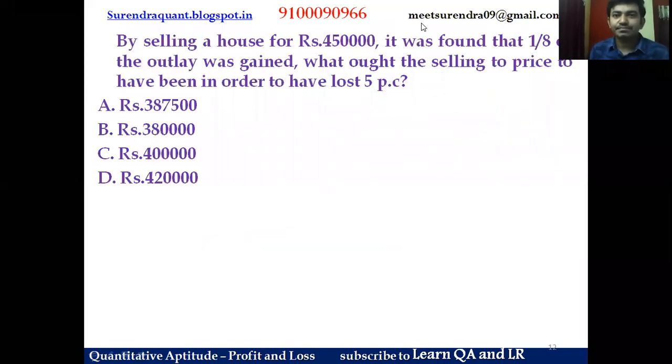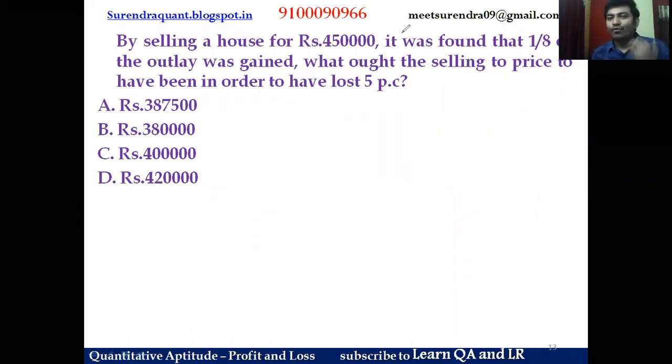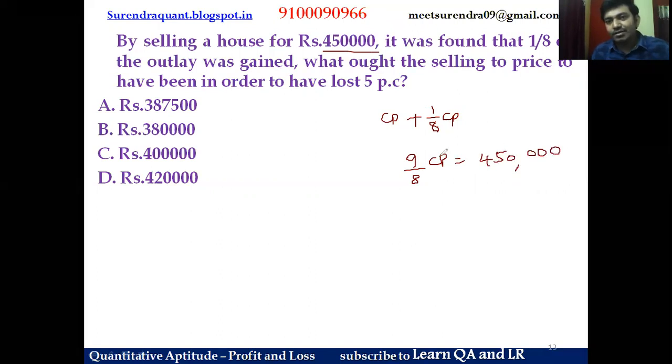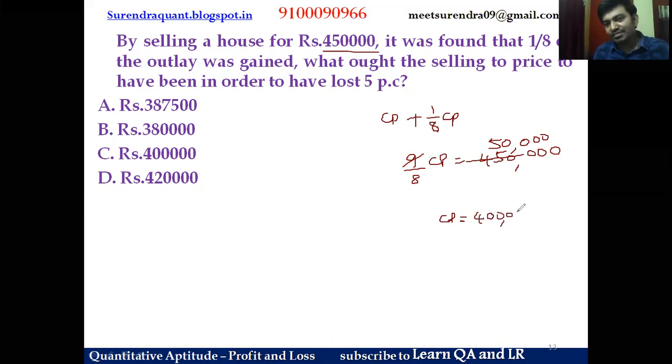Okay, next question. By selling a house for 4,50,000 rupees, it was found that 1/8 of the outlay was gained. I mean 1/8 of the CP. So if I take CP as CP, 1/8 of CP is the gain. So friends, what do you mean by selling price? Cost price plus profit, that is selling price. So 1/8 of CP plus CP, 9/8 times CP. That is the selling price given as 4,50,000 rupees, right? So 9 5s are 45, and 3 zeros. So what is CP then? 50,000 8s are 4 lakh rupees, that is the CP of the house.